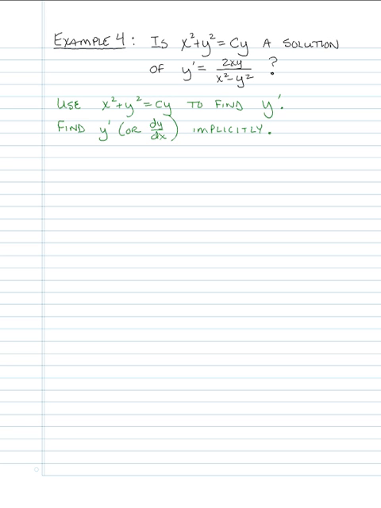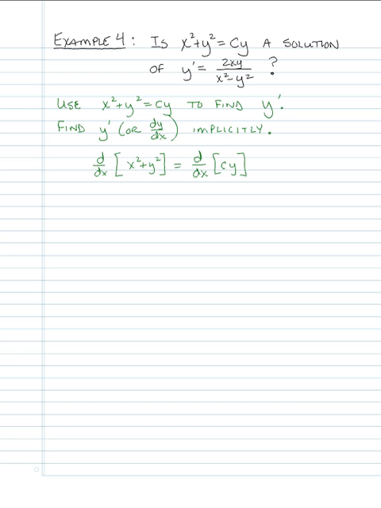Okay? So, to find dy/dx, we would end up taking the derivative of both sides with respect to x, wouldn't we? So we'd take the derivative of x squared plus y squared with respect to x, and that'd have to be equal to the derivative of cy with respect to x.